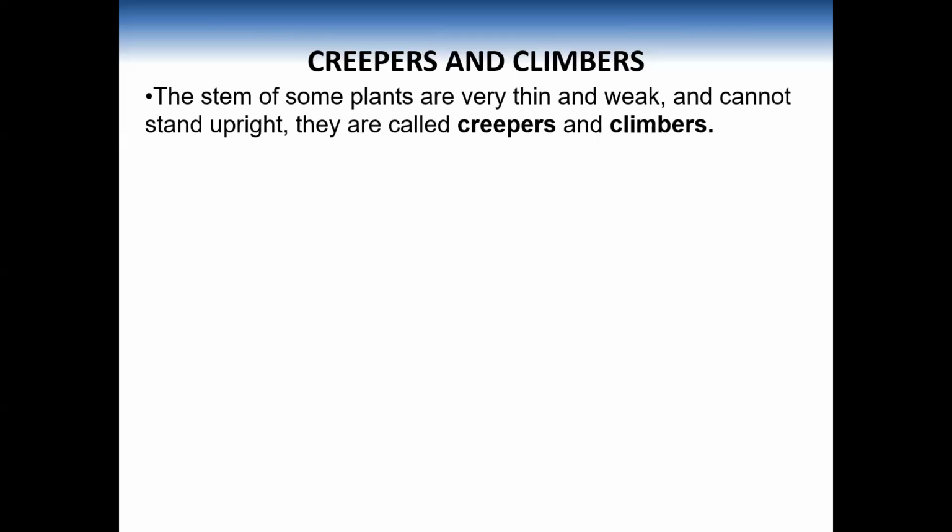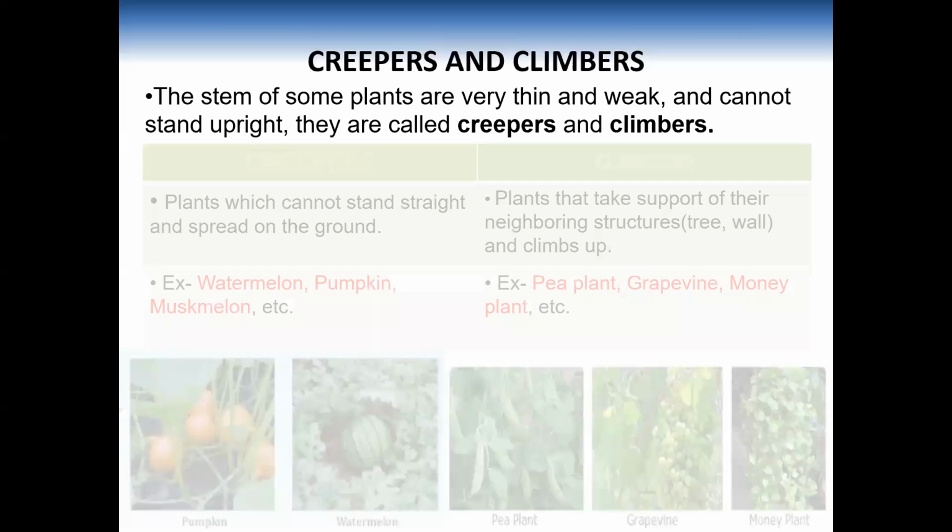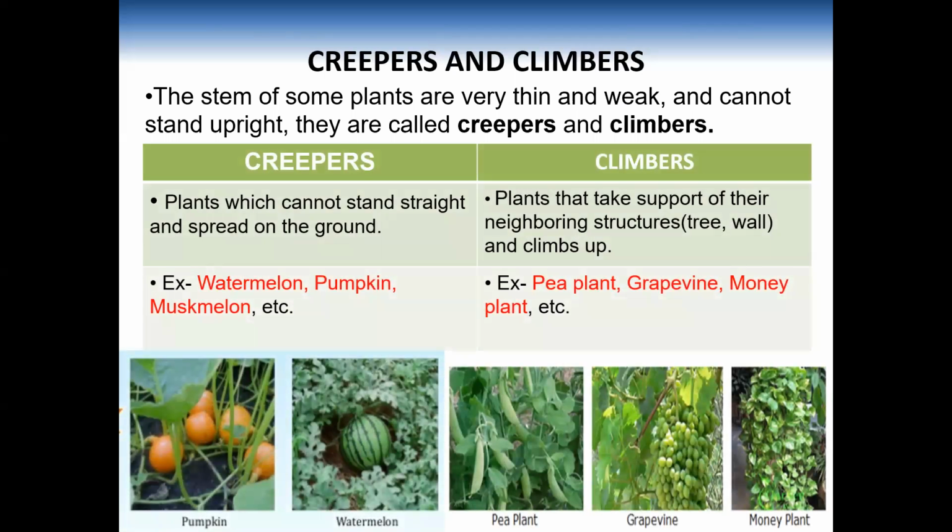Creepers and climbers. The stems of some plants are very thin and weak and cannot stand upright. They are called creepers and climbers. Let us discuss creepers and climbers in detail. Plants which cannot stand straight and spread on the ground are considered creepers. Examples are watermelon, pumpkin, muskmelon.